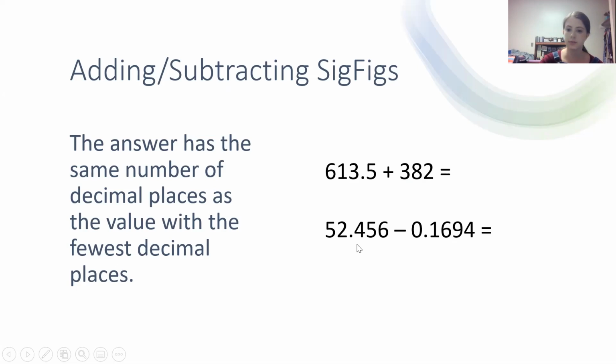And on this one, we have 52.456 minus 0.1694. And that equals 52.2866. Now our answer has 4 places past the decimal point, but because 52.456 only has 3, we can only have 3 places past the decimal point in our answer. So then we will round that to be 52.287. There we are.